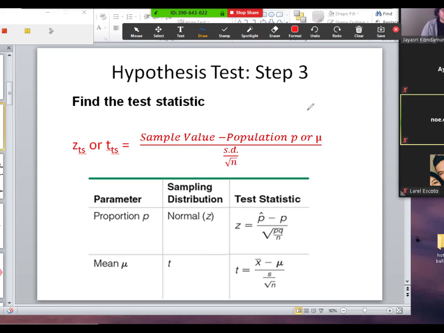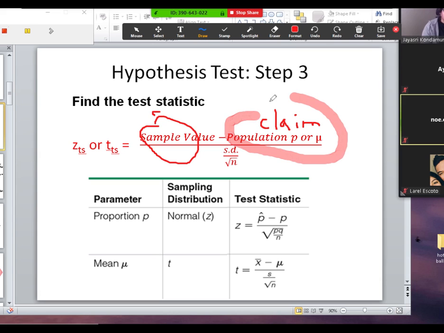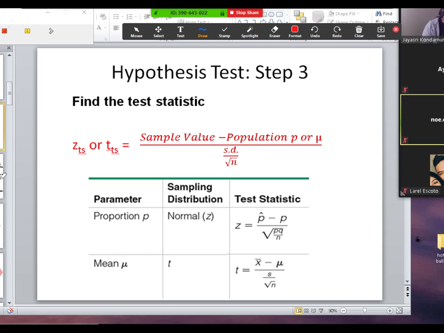Okay. Well, that's still not working. Darn it. Okay, so this is for your sample. And then over here, this is for your claim. Not very good. So this one is whatever you have in your claim. This is whatever you get from your sample. I don't really like this. And then this is what you'd use for your proportion.